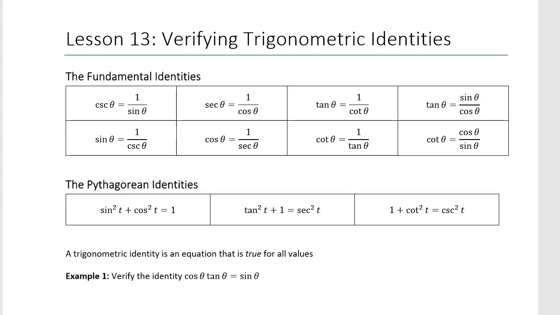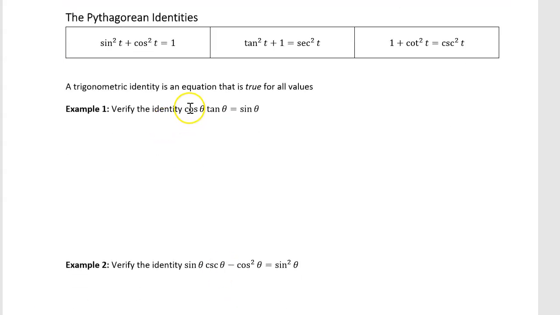In this lesson, we're going to build on the simplifying skills from lesson 12, and we're going to use those skills to verify trigonometric identities. So a trigonometric identity is simply an equation that is true for all values. As you can see, we've got the identity cosine tangent equals sine.